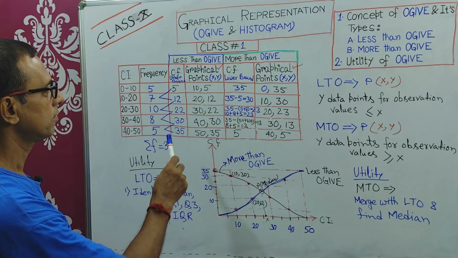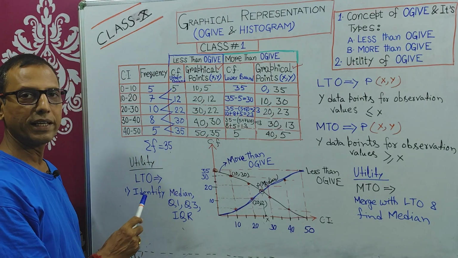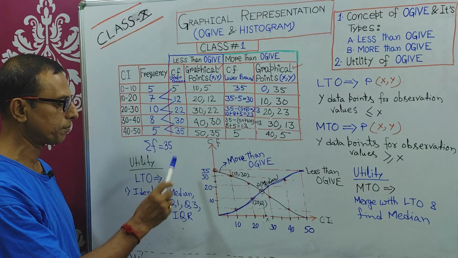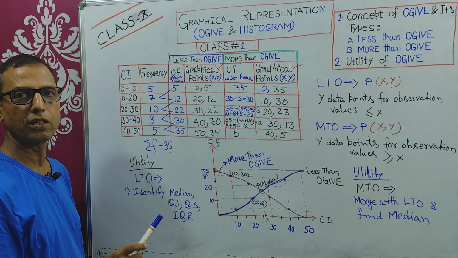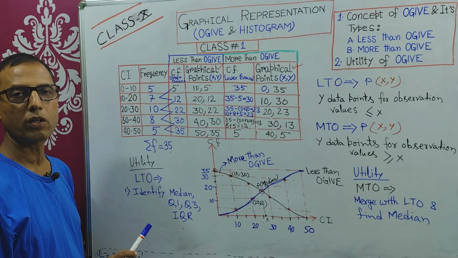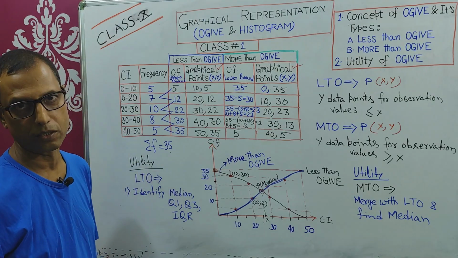How will you do that? I have already made one video on that; the link is given in the description section below. Using the less than ogive curve, you can easily find the median, lower quartile, upper quartile, and thereafter the IQR for grouped data or continuous data.